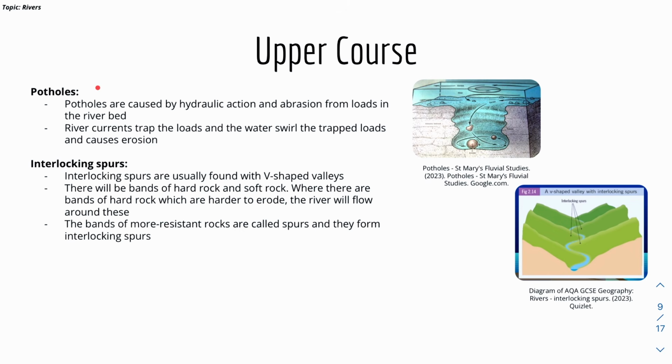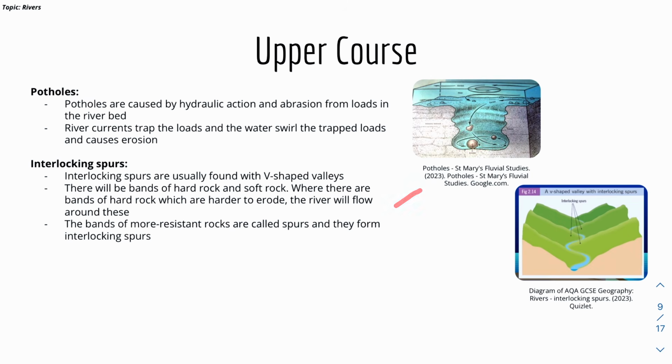For example, potholes like this, where there's basically a hole in the middle, caused by hydraulic action and abrasion from loads in the riverbed. River currents trap the loads, and the water over here swirls the trapped loads, which causes erosion. So the rocks will fall in here and the water will swirl, which erodes more and more.